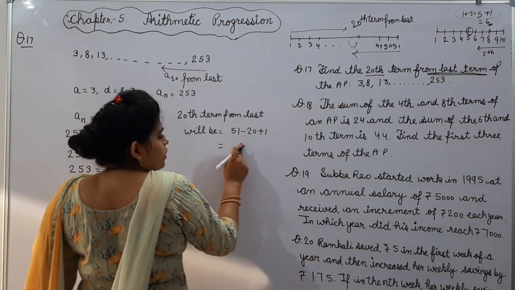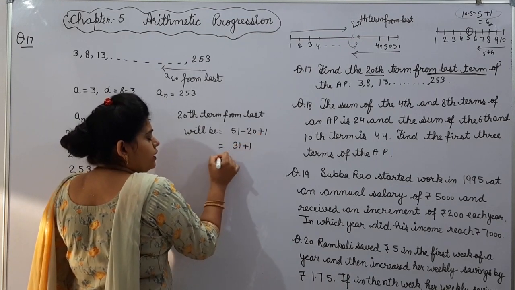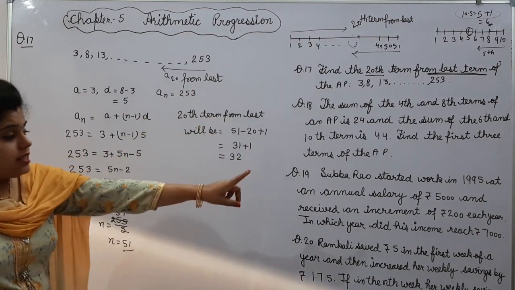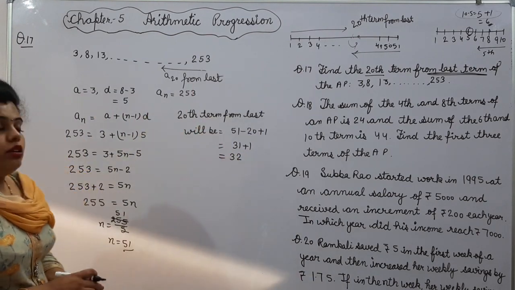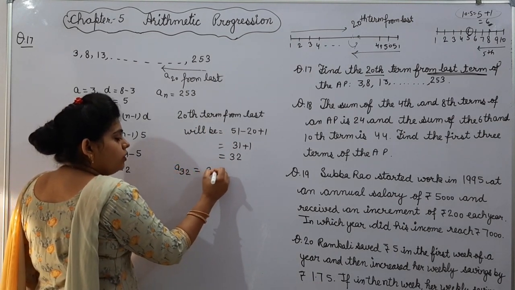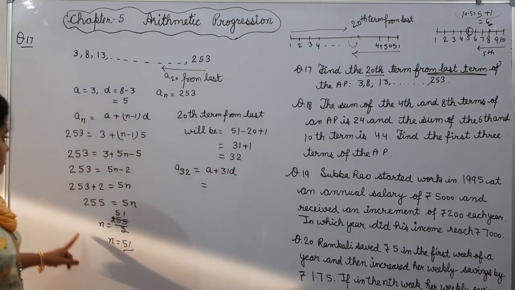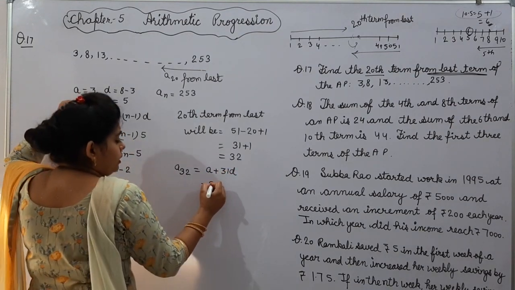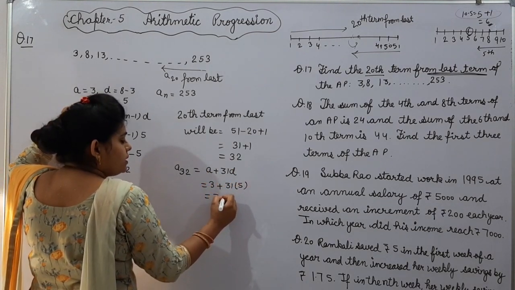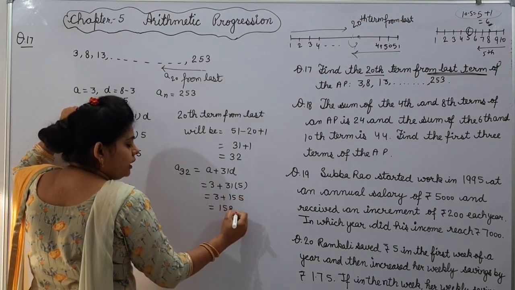So 51 minus 20, we will get 31, and plus 1 we will get 32. मीन्स हमें यहाँ से जो 20th टर्म निकाली लास्ट से वो हमारी 32nd टर्म होगी. सो वी विल फाइंड द वैल्यू ऑफ A32, and A32 is equal to A plus 31D, and what is the value of A? 3 plus 31 into 5, 31 fives are 155, we will get 158.